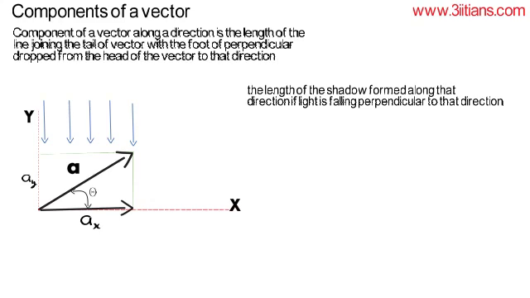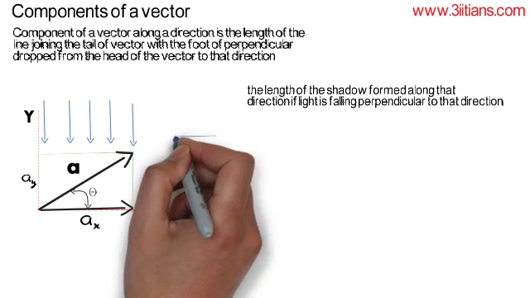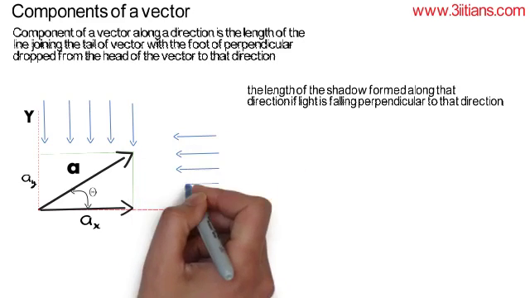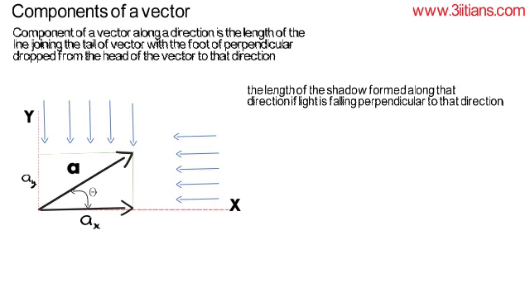Similarly, if light is falling perpendicular to the y-axis, so these are the light rays falling perpendicular to the y-axis, the shadow of the vector A will fall along this much length. So this will be the component AY. The length of the shadow along the x-axis will be the x component, and the length of the shadow along the y-axis will be the y component.